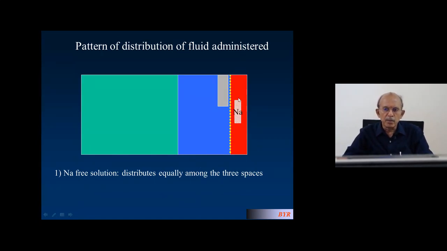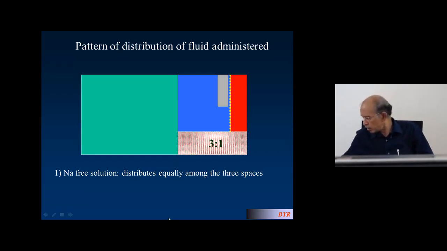If you give a sodium containing solution, it gets distributed only among the interstitial space and intravascular space. It won't go into the intracellular space. Why? Why doesn't it go into the intracellular space?